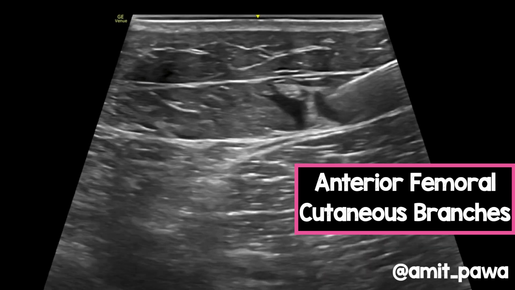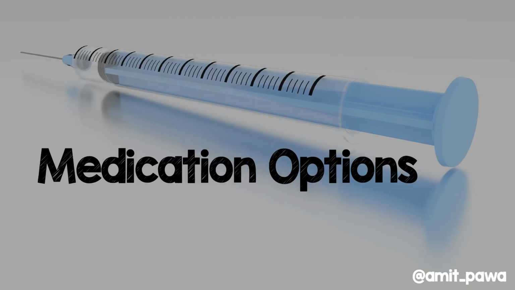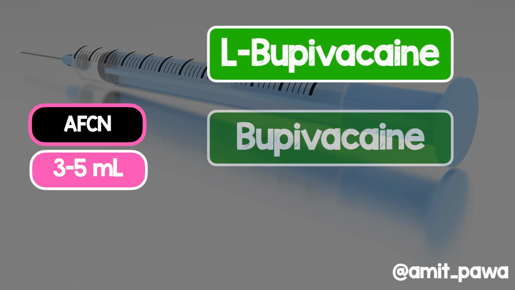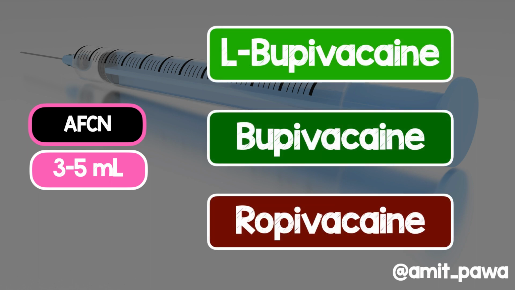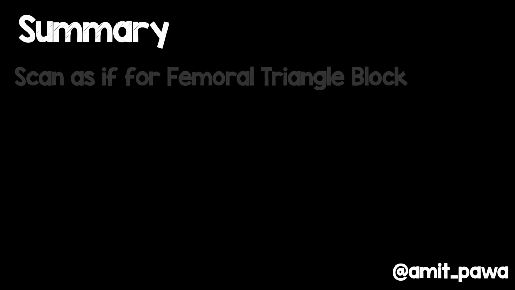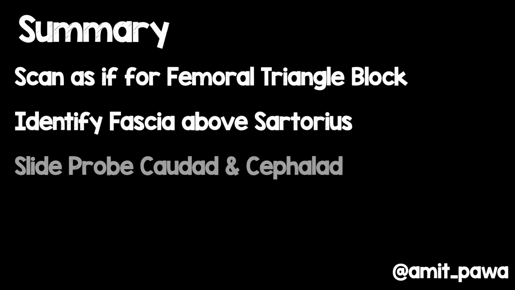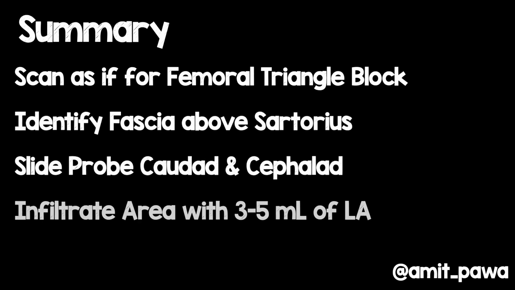So when you're doing that, what are our medication options? Well, for this type of block, you just need between 3 to 5 mils of local anaesthetic under ultrasound guidance. And we've got the choices of using levobupivacaine, bupivacaine, or ropivacaine in simple terms. So that's it. So in summary, scan as if you were looking for a femoral triangle block. Identify the fascia above sartorius, slide the probe caudad and cephalad until you identify those cuties, and then infiltrate that area with 3 to 5 mils of local anaesthetic.